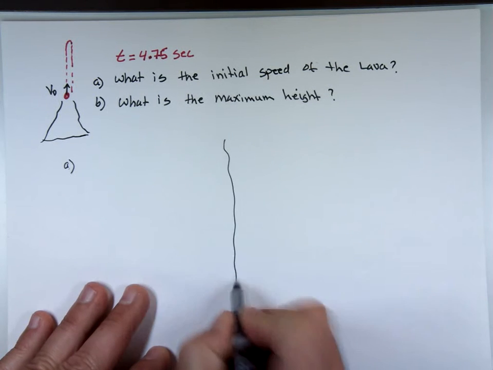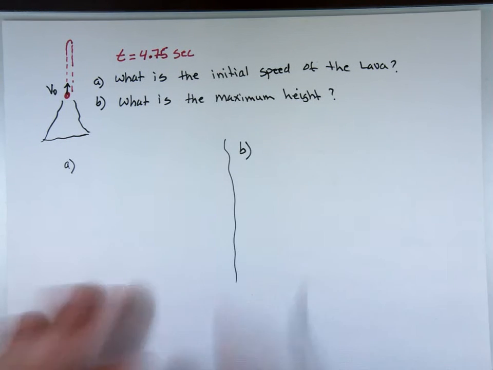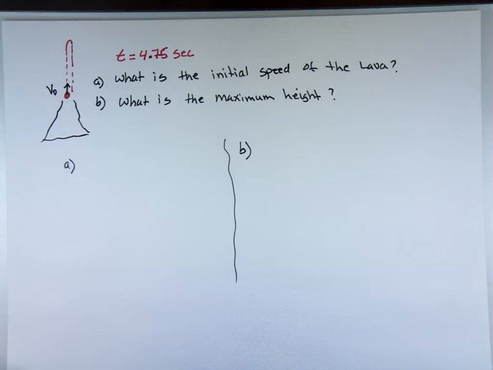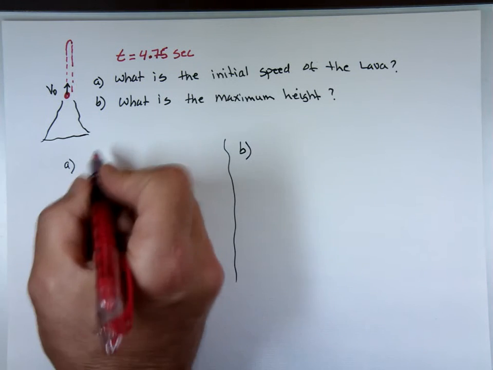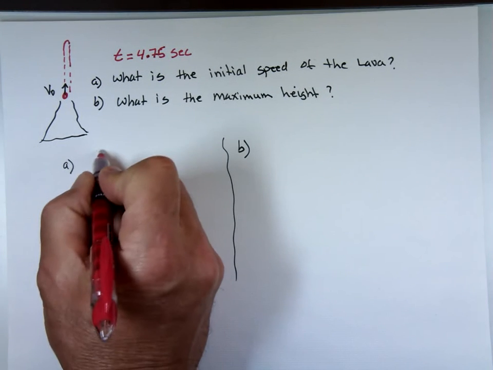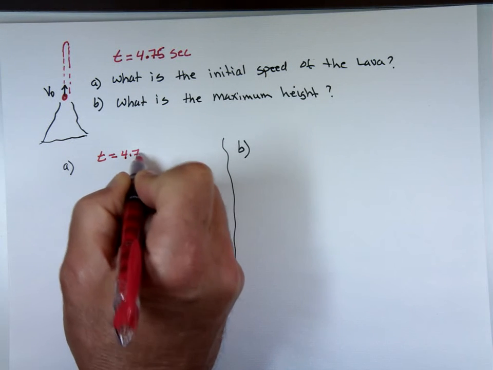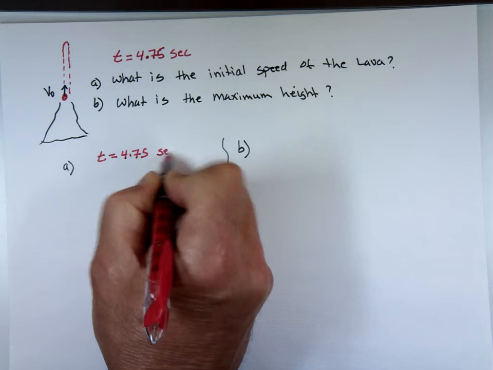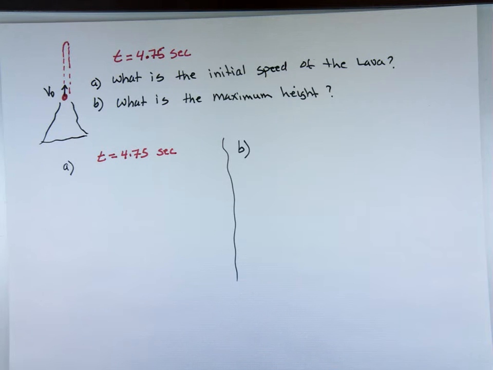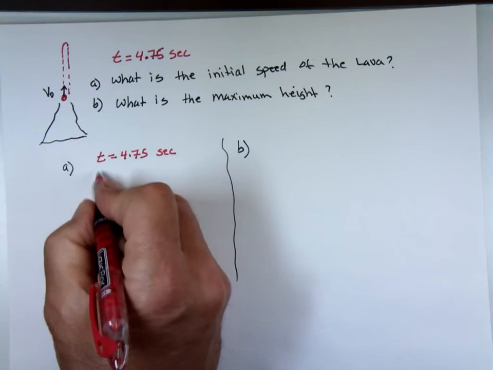This is part B here. Maybe I can squeeze them on one page. Let's write what we know for part A. We know the time to go and come back is 4.75 seconds. I'm looking for the initial speed.